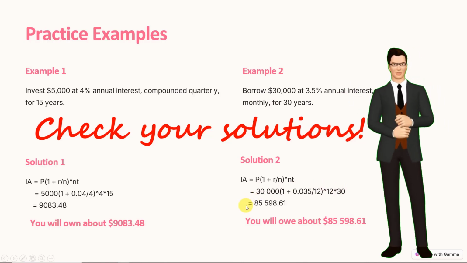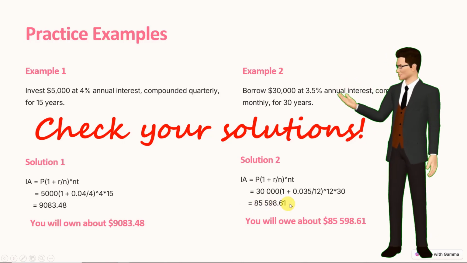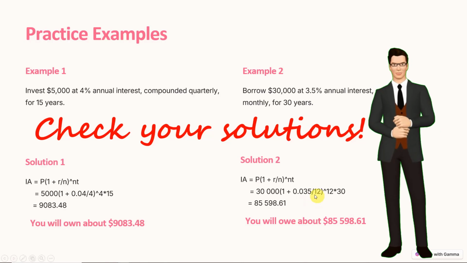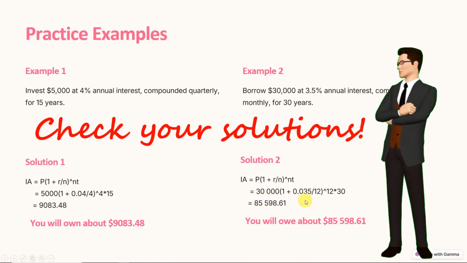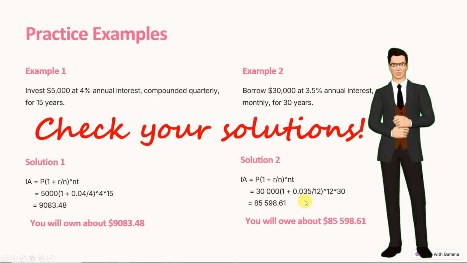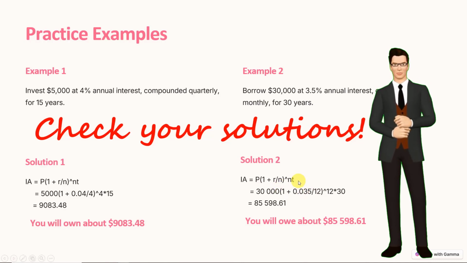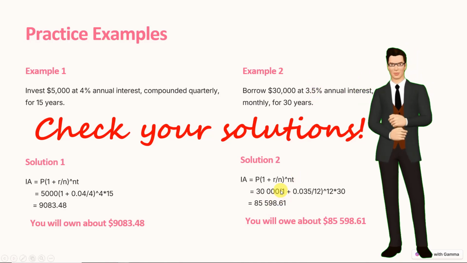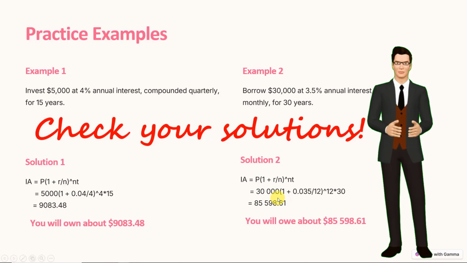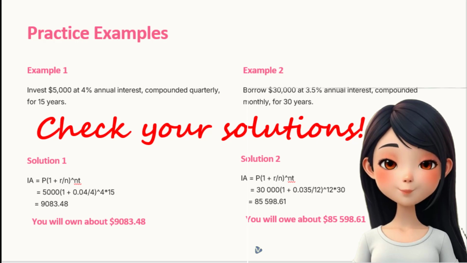So in the end, you will owe about $85,598.61 on this bond or whatever that you've borrowed. Guys, you can see that it is more than doubled. It's unbelievable how compounding can work against you when you're on the wrong side of it. But if you're on the right side of it, if you invested that money over that period of time at that interest rate, just look how much money you would have gained. So yes, guys, investing definitely pays off when you can do compounding. Please check your solution and correct where needed.